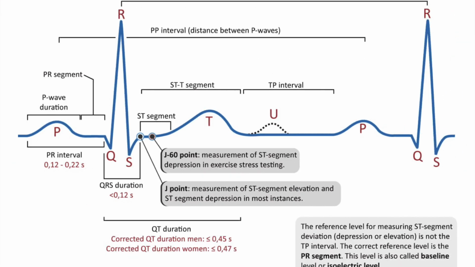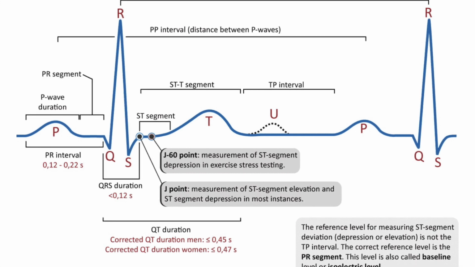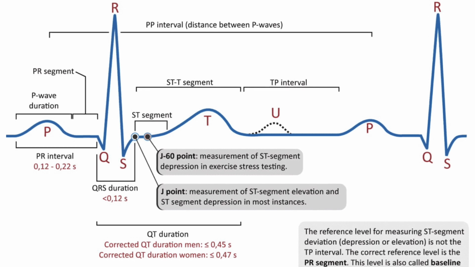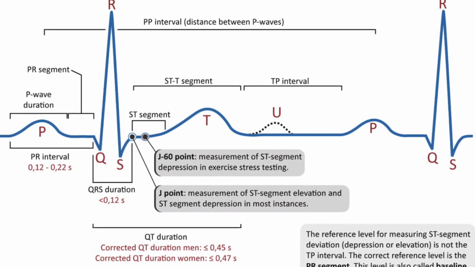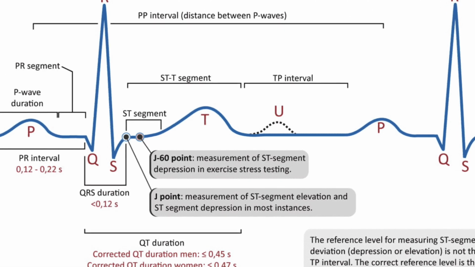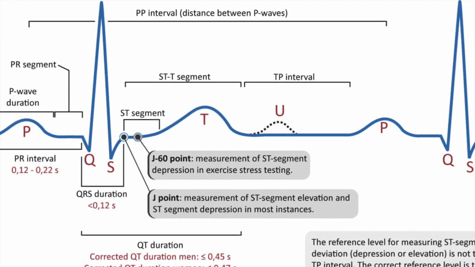The next one is the QT interval. It begins at the start of the QRS complex and finishes at the end of the T wave. It represents the time taken for the ventricles to depolarize and then repolarize.